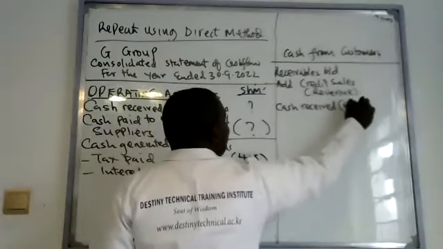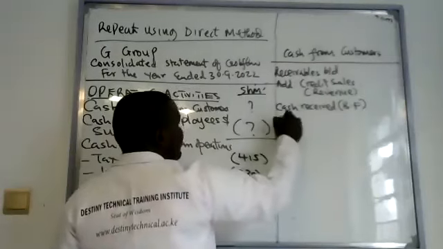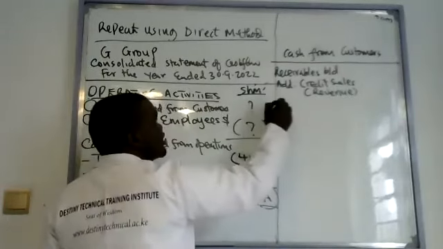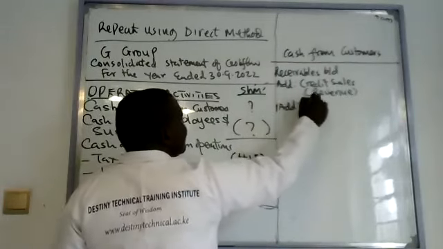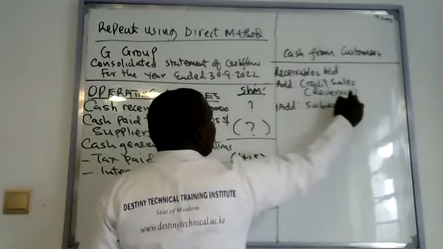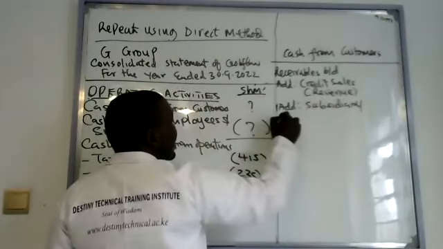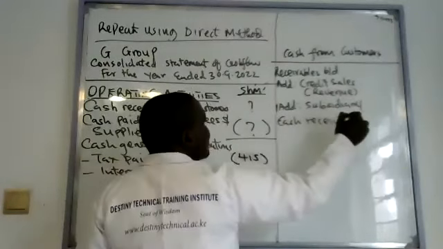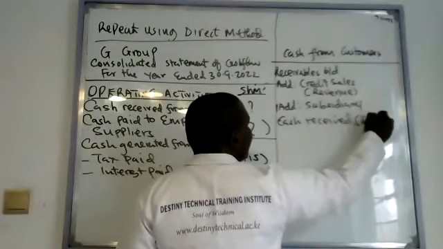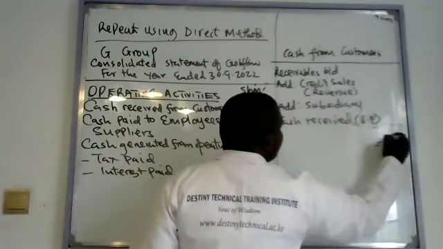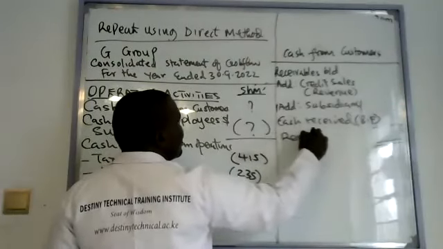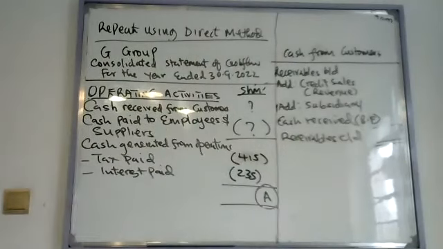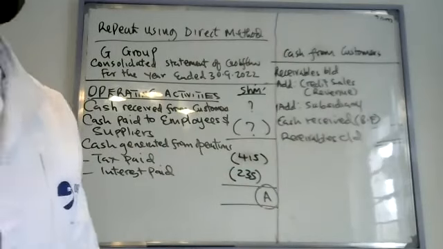Your BF, balancing figure. I'm forgetting about subsidiary. Add subsidiary. Correct. Add subsidiary. Balancing figure will be the cash received. Cash received is the BF. So you check receivables. Receivables carried down. Like that.